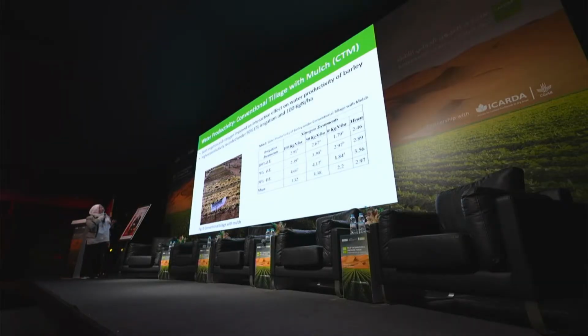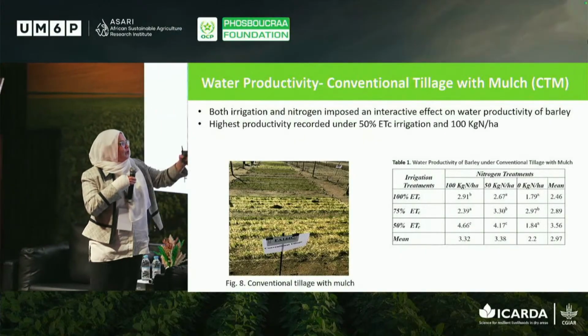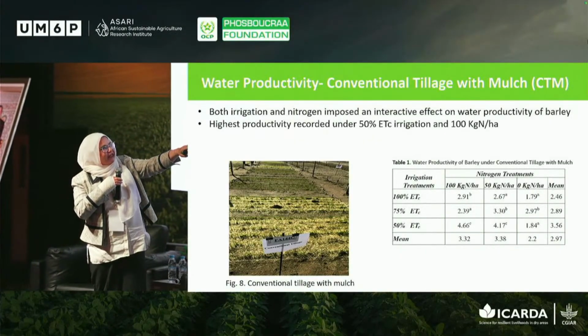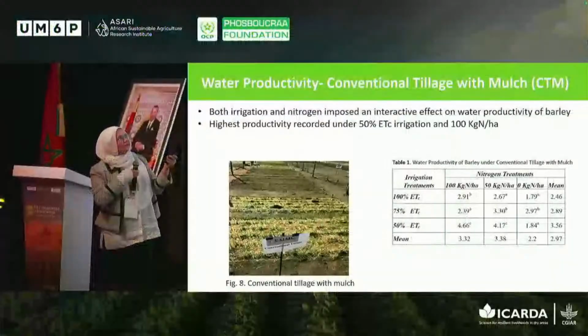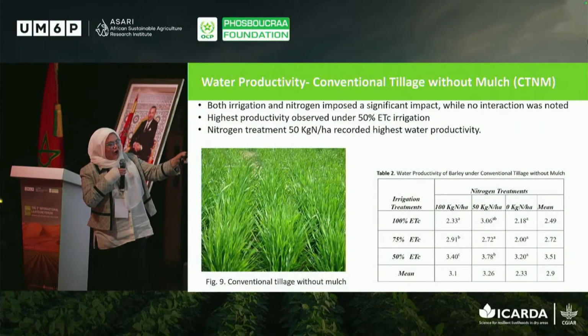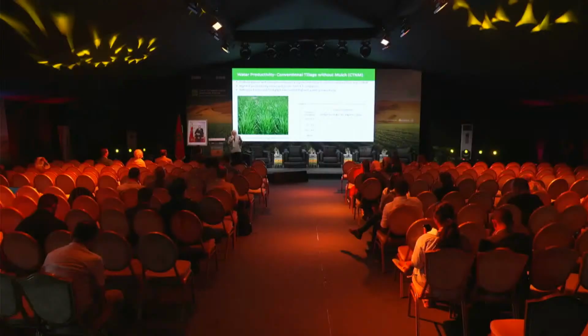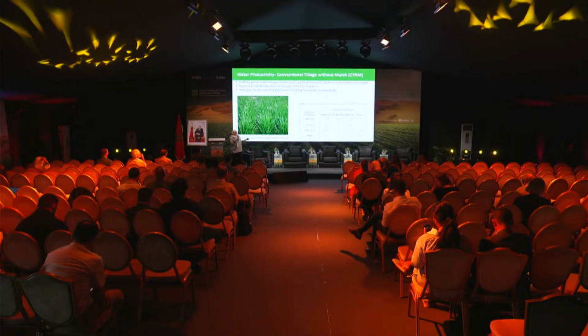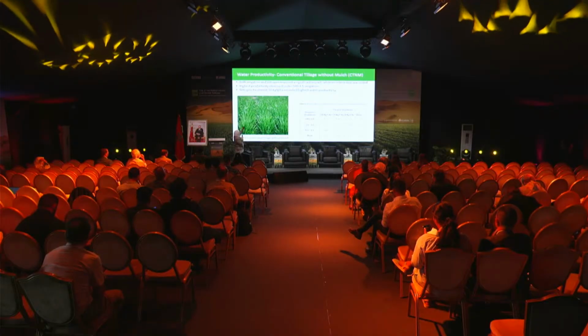Here you can see the interactive effect of irrigation and nitrogen on the water productivity of barley. The highest productivity was recorded under 50, which you can see here is 4.6 and 4.17. It means that with 50 irrigation and 50 nitrogen, production will be better if we use mulching, and this is without mulch. Also, the soil is improved because agricultural practices reduce the amount of water which is evaporated. So this one is conventional tillage without mulch.